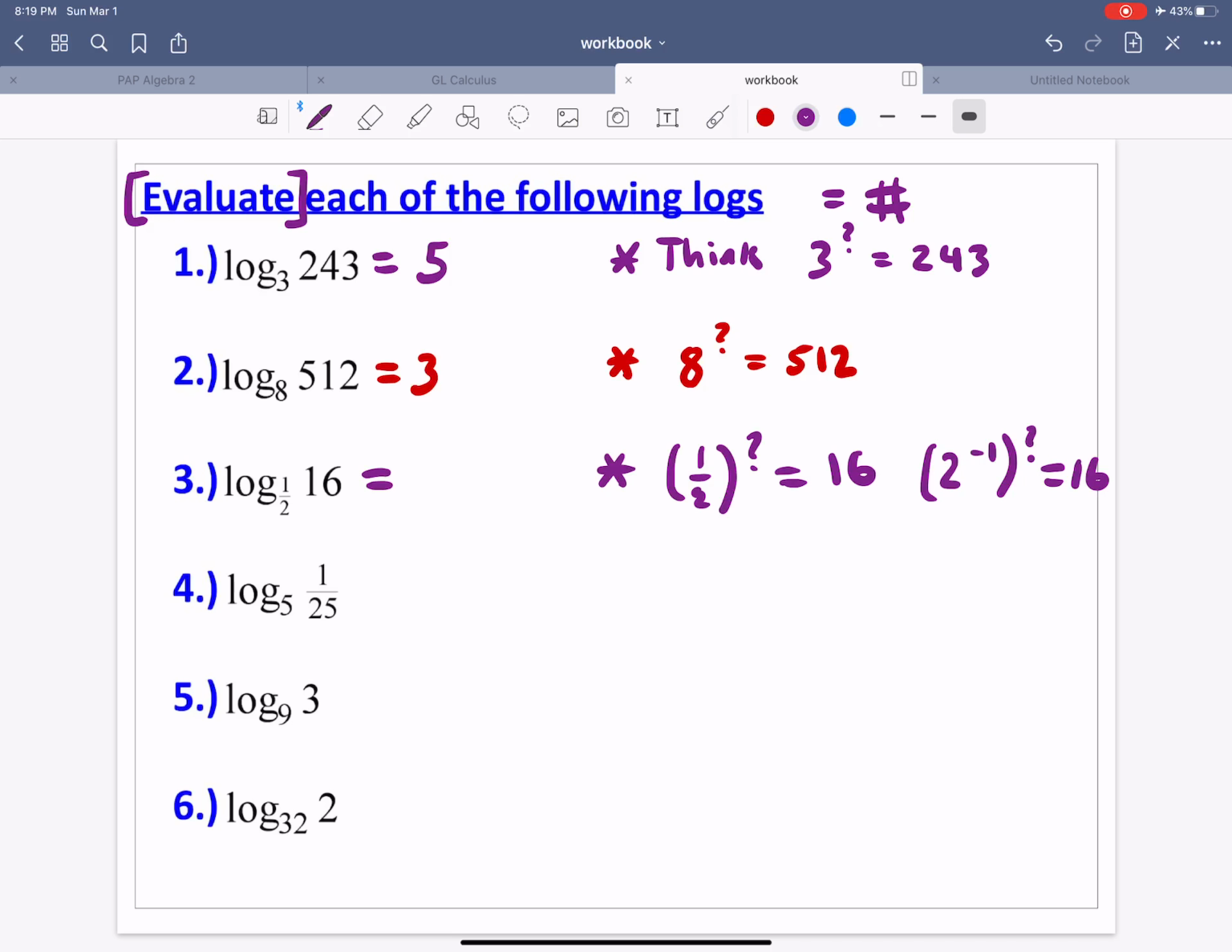But it's already 2 to the negative 1, so to get that to be 2 to the 4th, I'm going to need to multiply by a negative 4, okay? So log base 1/2 of 16 is negative 4.